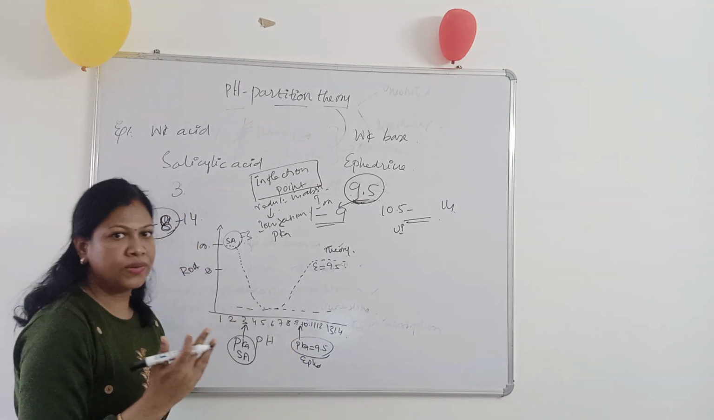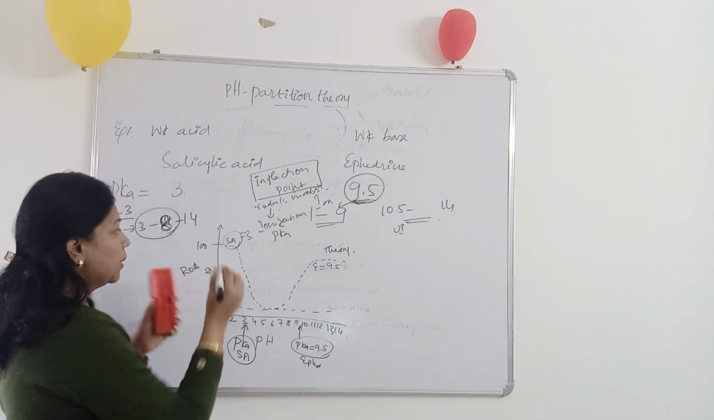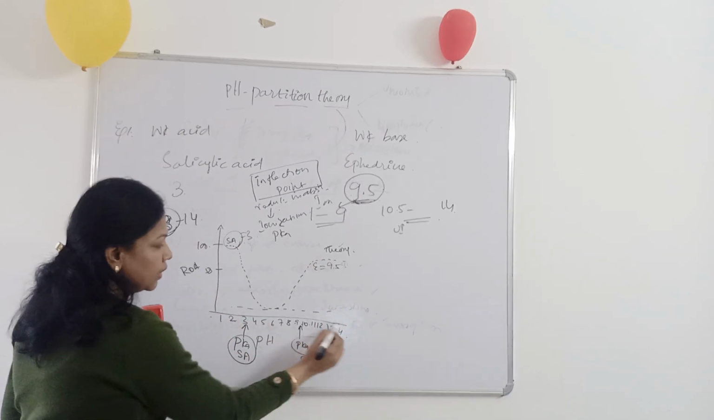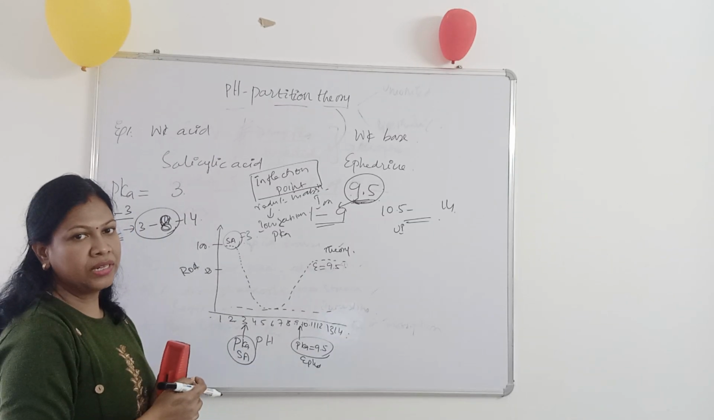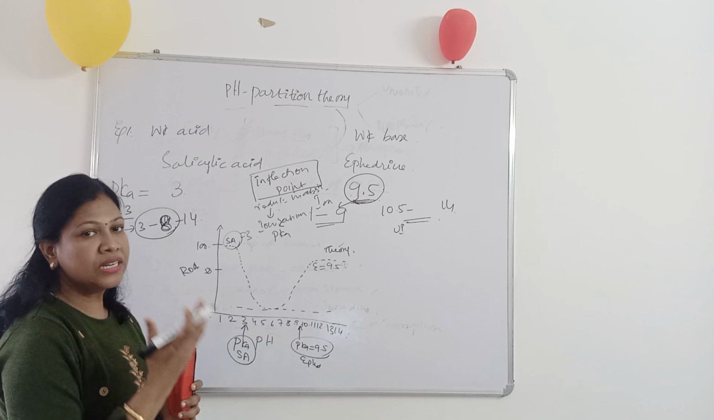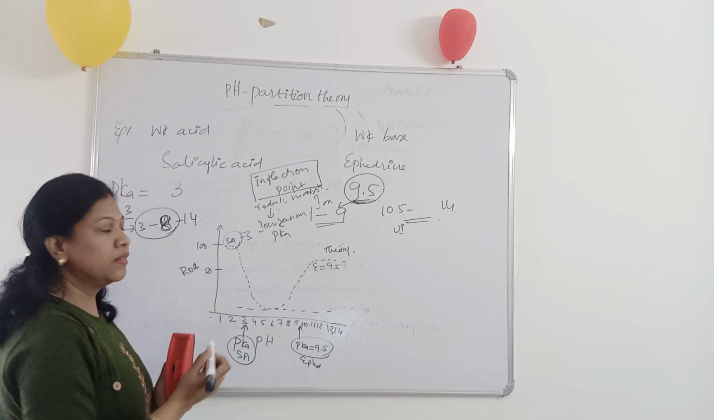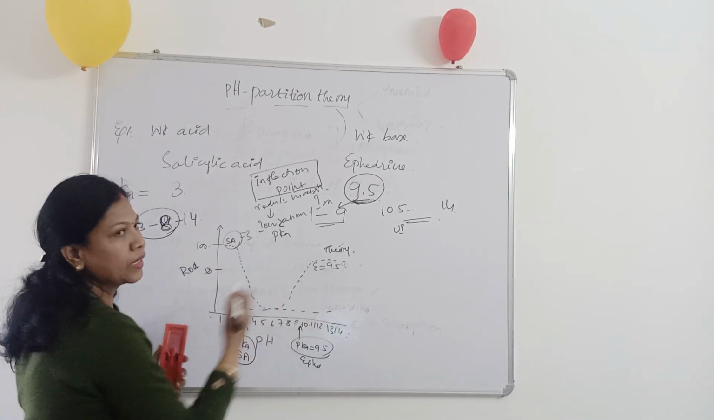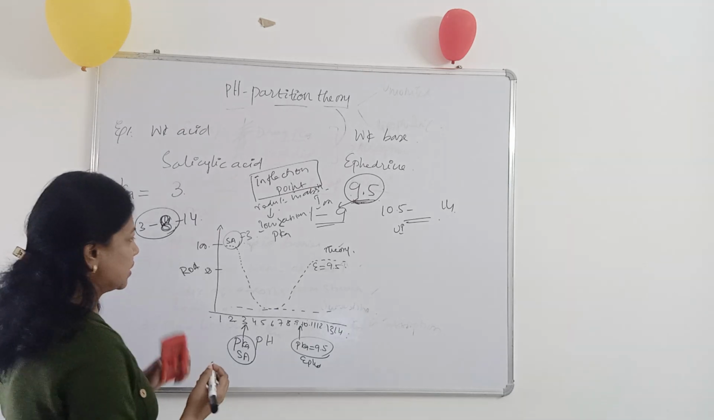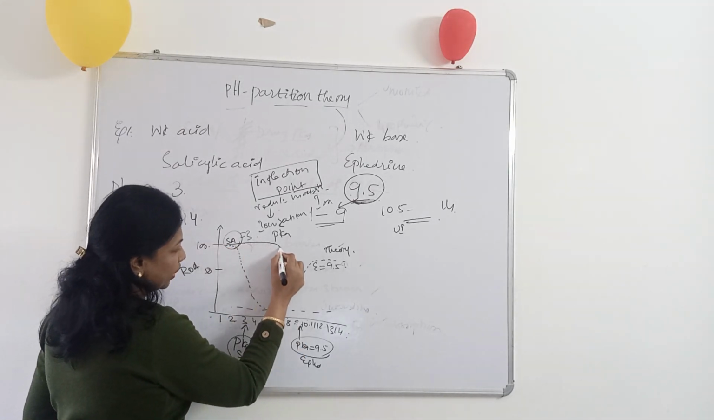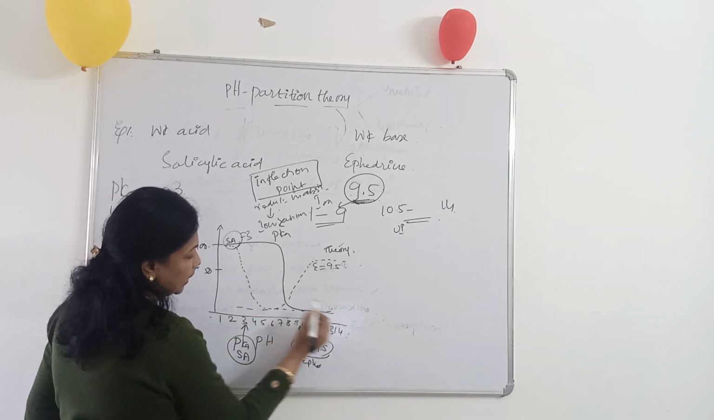But what actually happens when experimentally placing salicylic acid or ephedrine between the pH of 1 to 14? What is the rate of drug absorption? Is it the maximum rate before the pKa or after the pKa for a weak base? Let's check. For salicylic acid, the inflection point took place at pH 8.